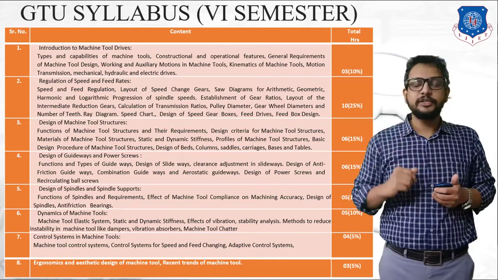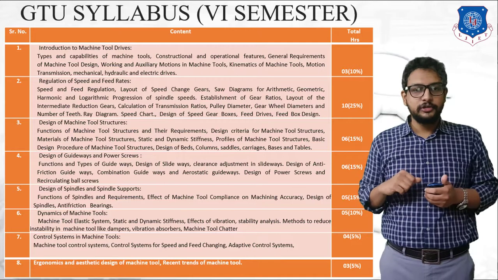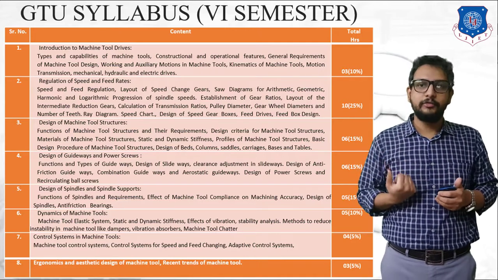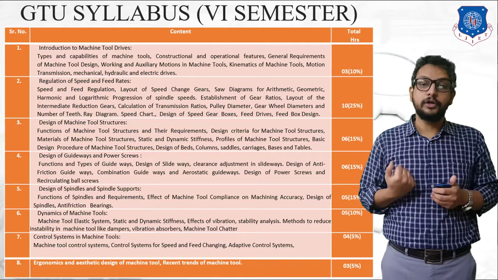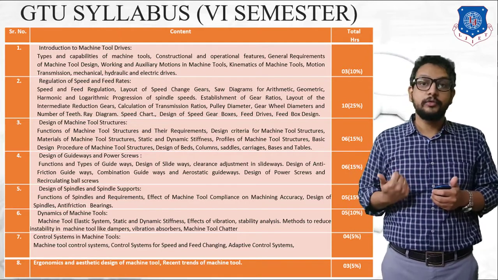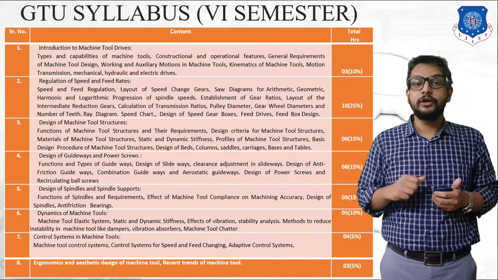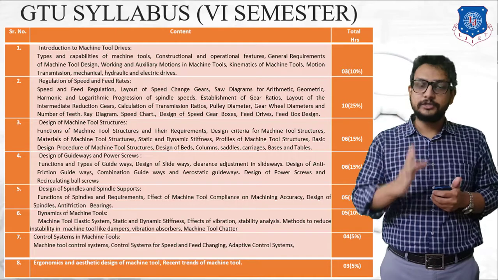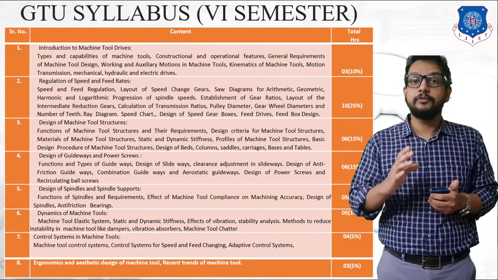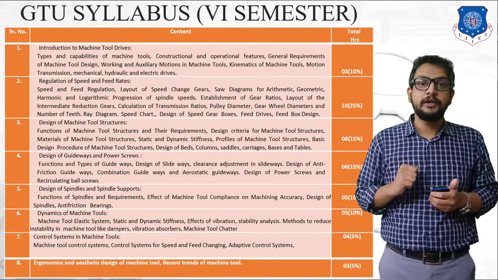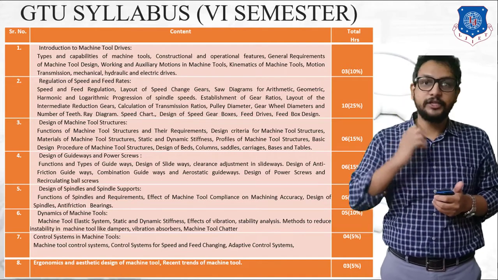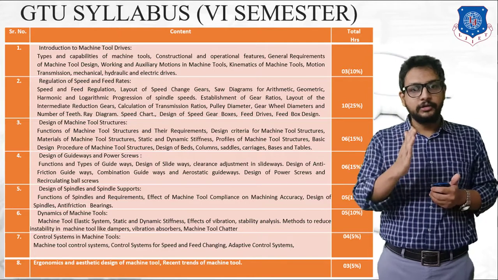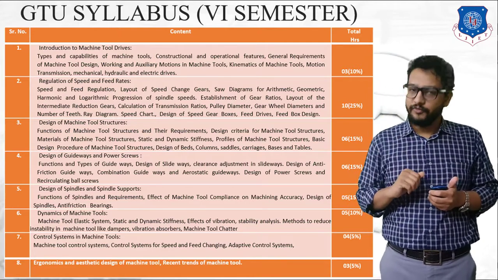Now the next chapter is design of machine tool structure. As we know, the structure includes various components, that is the bed, then the column, then the saddle, tailstock, and then the carriage. These all come under the category of machine tool structure. So we are going to design the best possible structure from the deflection point of view, and we are also going to look at rigidity and stiffness. In that we are going to see various derivations. The weightage of this chapter is 15%.